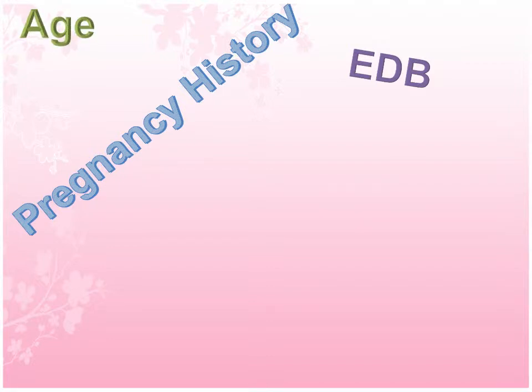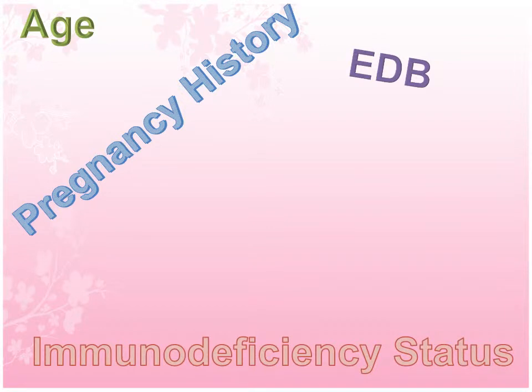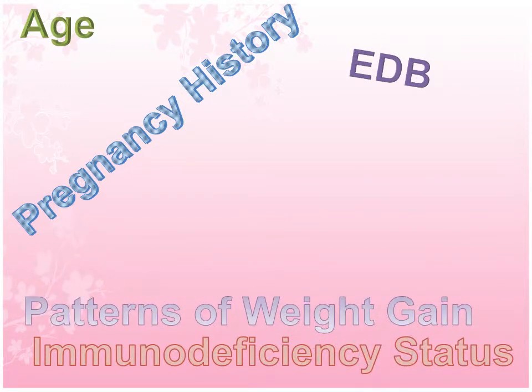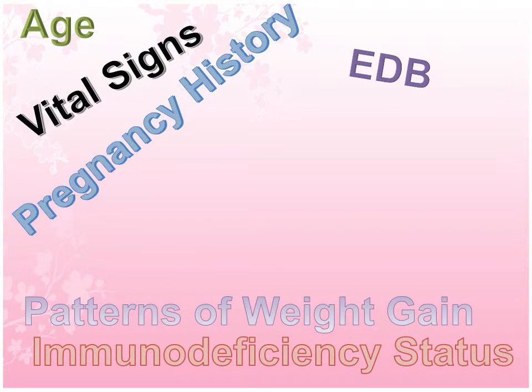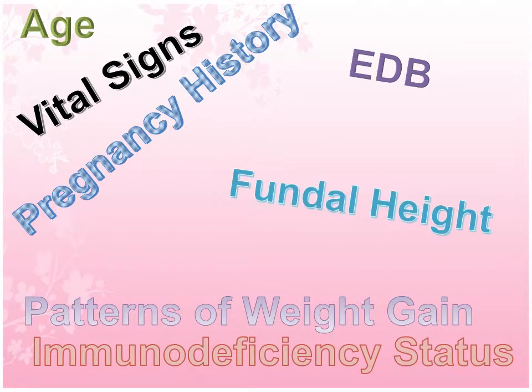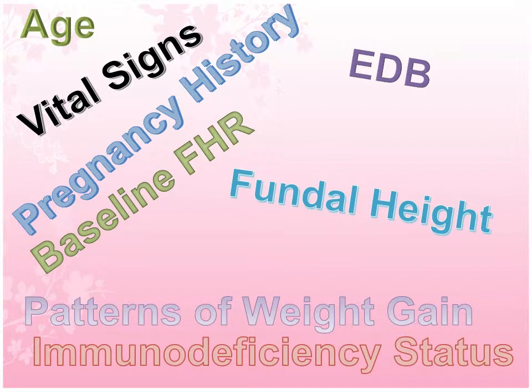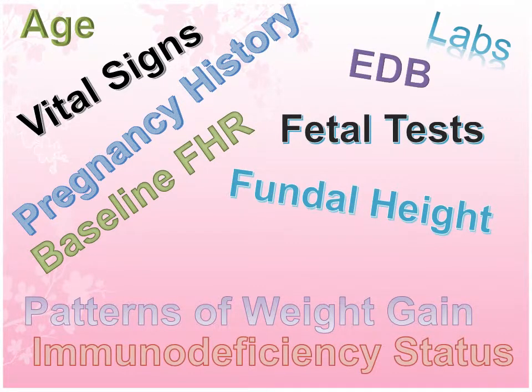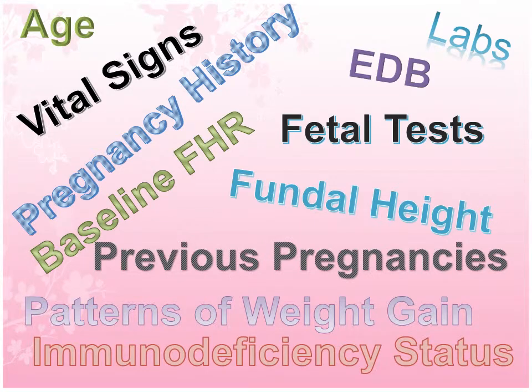The age of the mother, the immunodeficiency status, patterns of weight gain through pregnancy, vital signs. You need to measure the fundal height, get a baseline fetal heart rate, review the laboratory and diagnostic results on the mother, review any fetal diagnostic tests performed, including amniocentesis, non-stress tests, biophysical profile, and ultrasound. If this is not the first birth for the mother, birth characteristics from the previous pregnancy need to be reviewed.